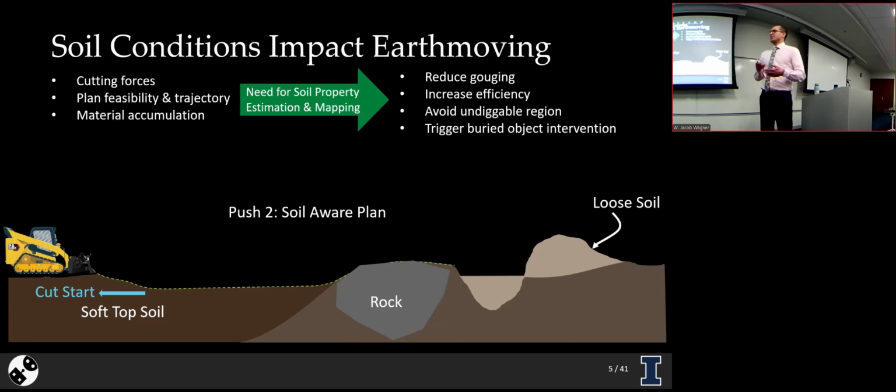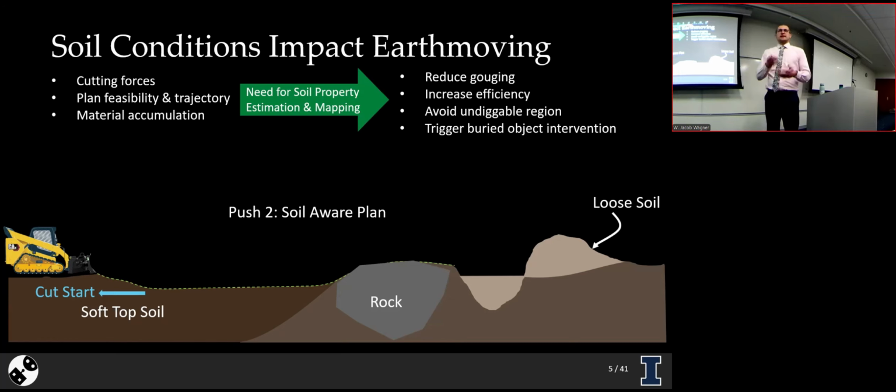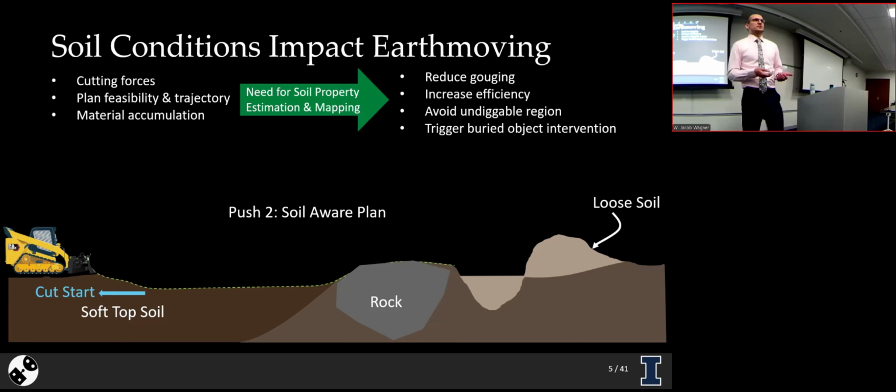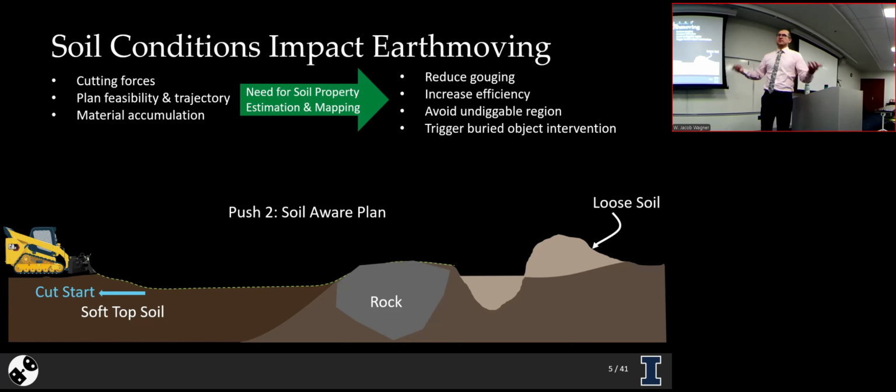And what this can allow us to do on the back end is to do things like try and reduce the gouging, trying to create smoother terrains, increase the efficiency of the overall system, and doing things like maybe avoiding this region where the rock was at, or alternatively, trigger some sort of separate controller that allows us to do varied object, for example.